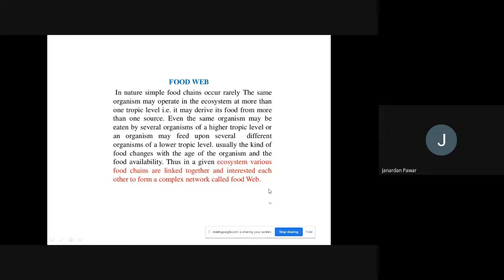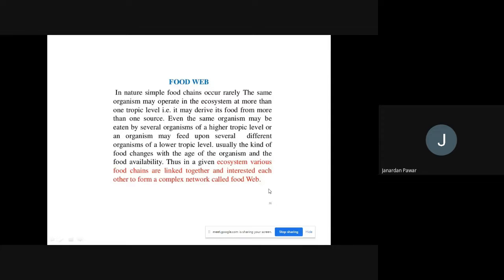So food web is nothing but what? I think we are aware of the concept of web. What do you mean by web? Can anyone tell me about the concept of web? Whenever we write www, World Wide Web, the last word is web, right? So what do you mean by web? What do you mean by web? Hello?